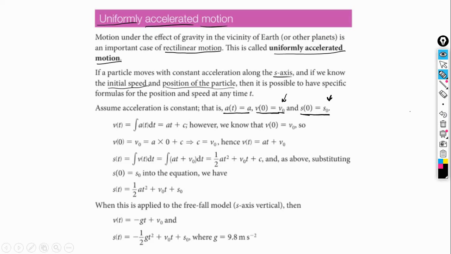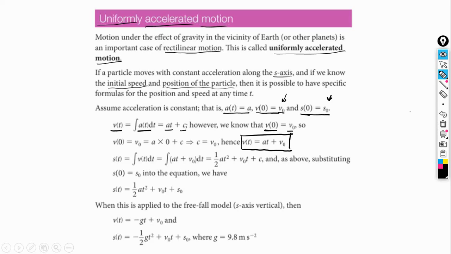So notice that if we want to get the velocity, we integrate the acceleration. So if you integrate for a, you're going to get a times t plus a constant. But since we know that at 0, velocity is just v sub 0, then we just plug that into the formula, and we end up with this here, which is the classical physics formula for velocity when you have uniformly accelerated motion.